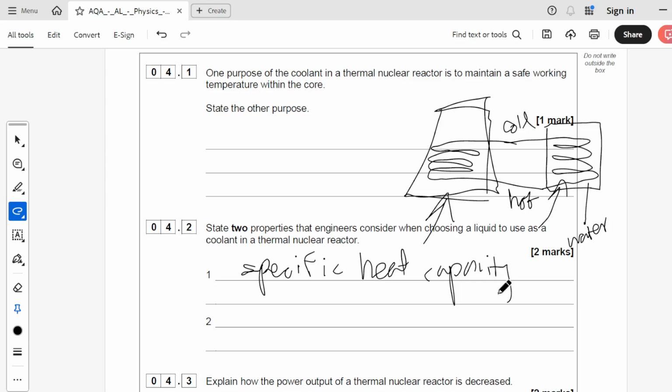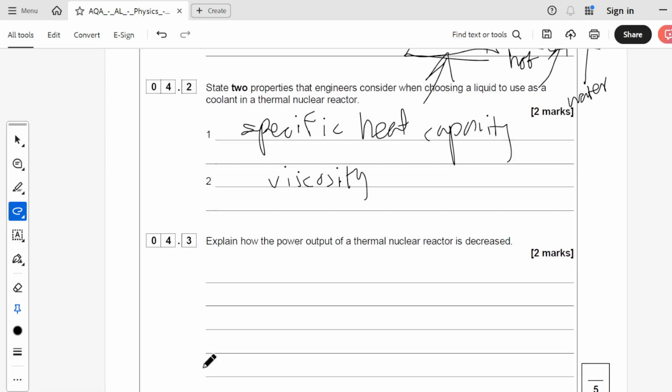Specific heat capacity. Another thing is how easy it is to flow, so viscosity would be another one. I'm sure there are a few more in the mark scheme, but I'm not going to deal with those. These two are the ones that are immediately kind of obvious.